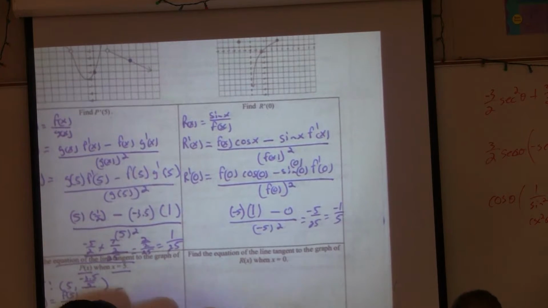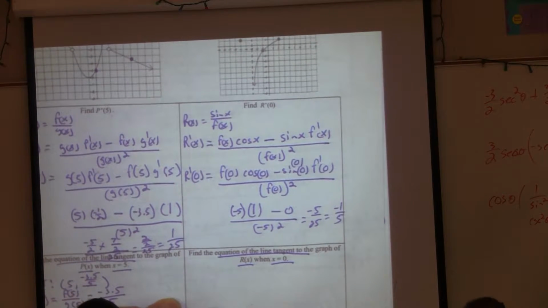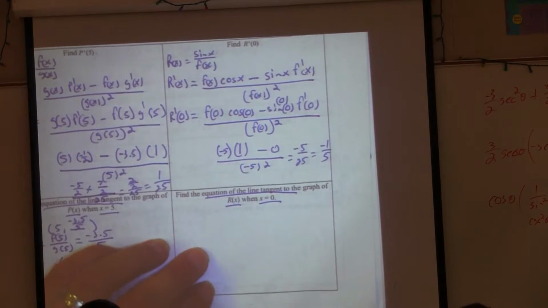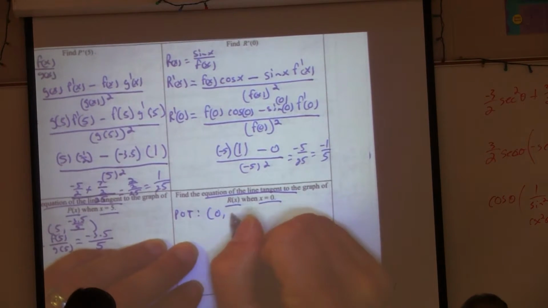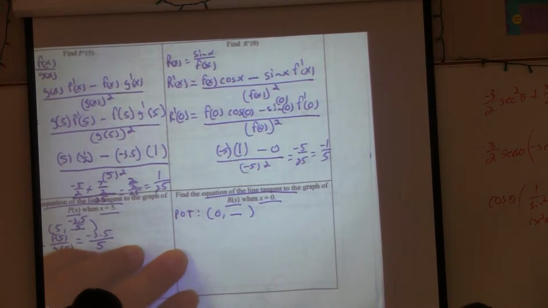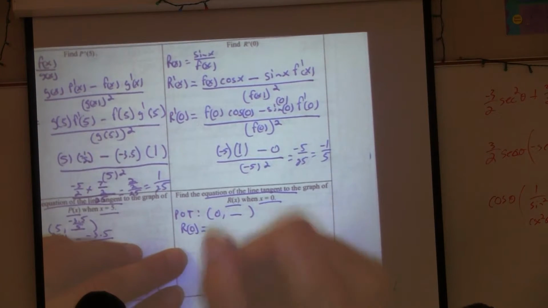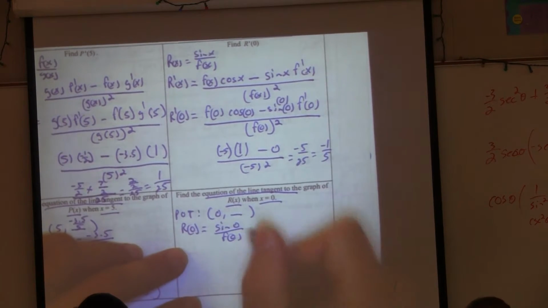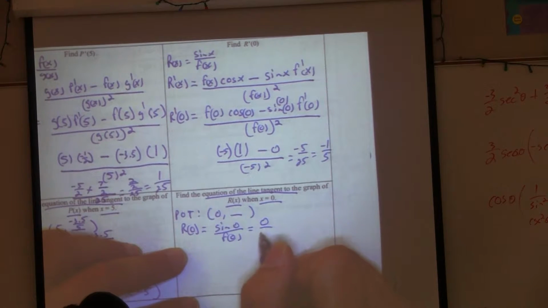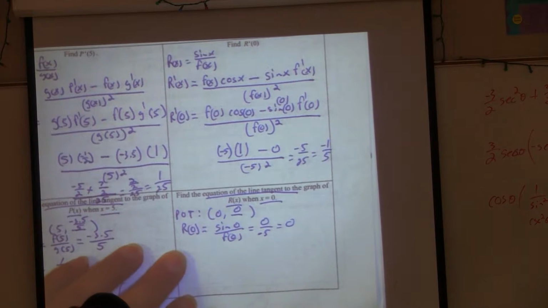Alright, the next part. Find the equation of the tangent line to r of x when x equals 0. Again, what are the two things I need for that, Ashley? Equation. Oh no, the point. Very good. So I need my point of tangency. So we know it's 0 comma something. How do I find the other something? Plug it into the original. So we get sine of 0 over f of 0. What's sine of 0? 0. F of 0? That's just 0, right? So my point of tangency is at 0, 0.